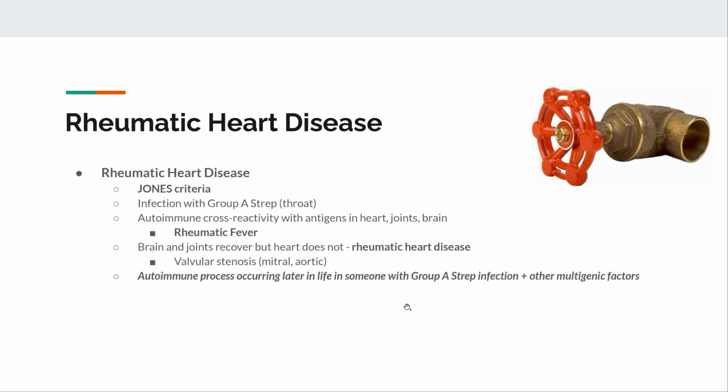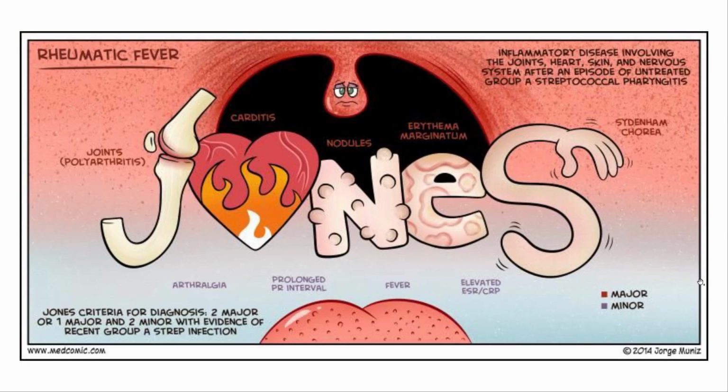So the reason I put this here is to make sure you understand that infective endocarditis is an infection of the heart valves, whereas rheumatic heart disease is an autoimmune destruction of the heart valves secondary to a bacterial infection of the throat. Okay?